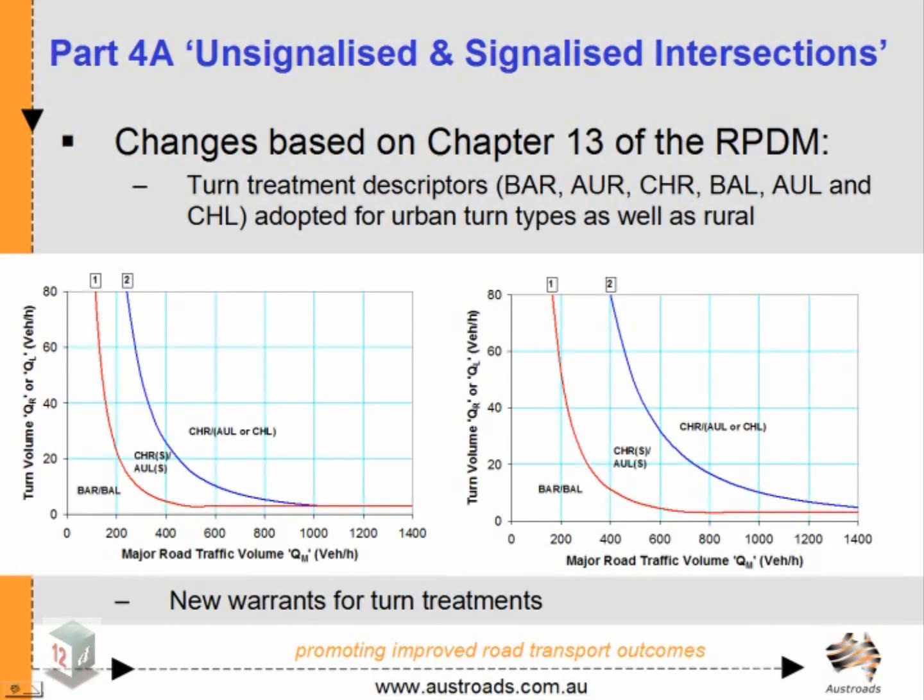At the national level, the new warrants for the different turn types at unsignalised intersections have been taken from the Queensland work. So the current warrants we have been adopted. The only slight change is where the values come down at the right-hand end of the graph. In Queensland, we had that levelling off at 3 vehicles an hour. It's been increased to 5 vehicles an hour. So there's a minor change.